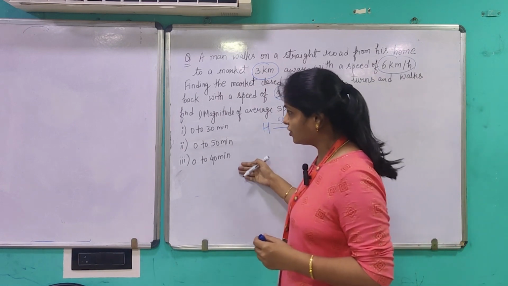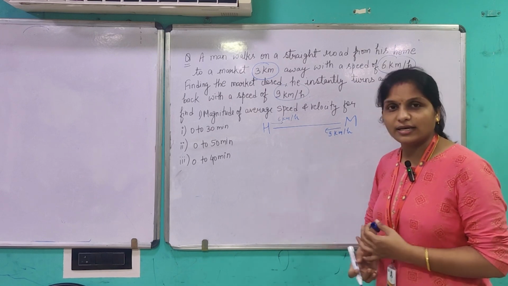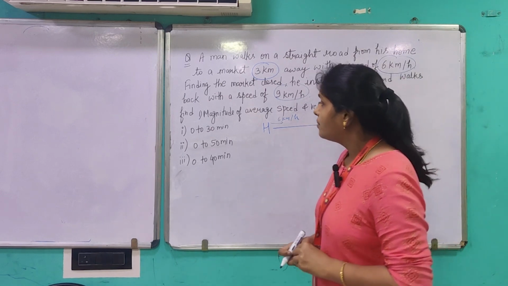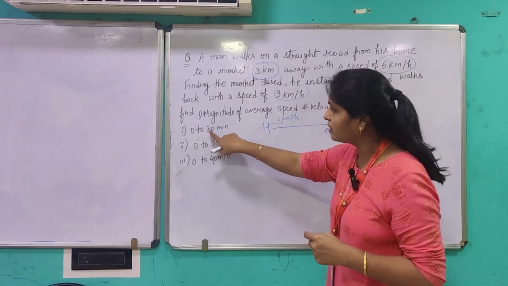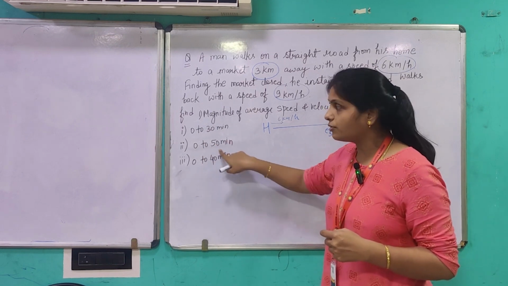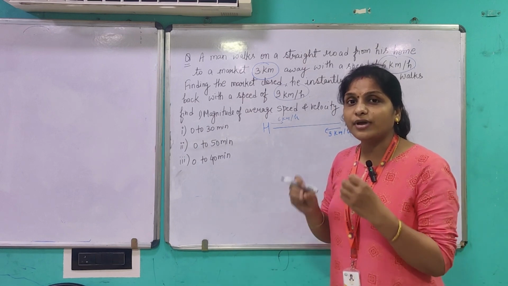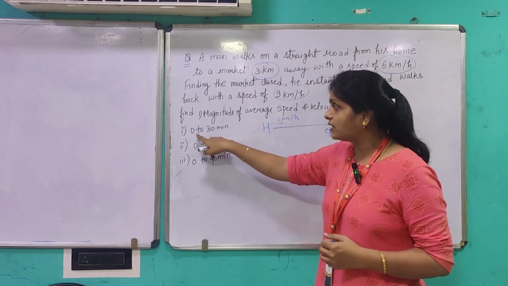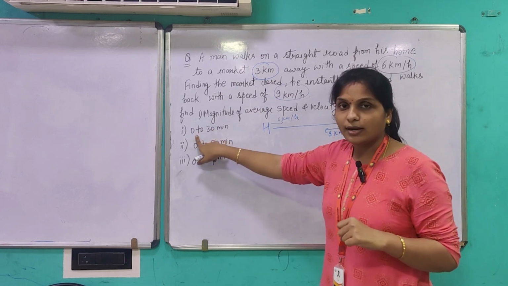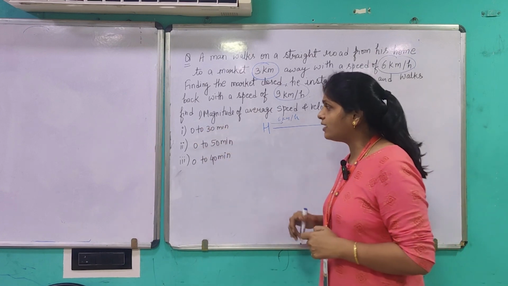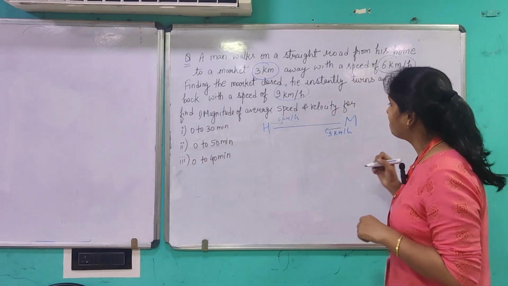For these three conditions, they have given you the time. Okay, this question is a little bit lengthy, but try it yourself. It will make your calculation stronger. So you have to find out the average speed for 0 to 30 minutes, 0 to 50 minutes and 0 to 40 minutes. First, you should know where the man is. When the time is 0, everyone knows he is at home. We have to find out where he is at the time of 30 minutes. So let's start our question.